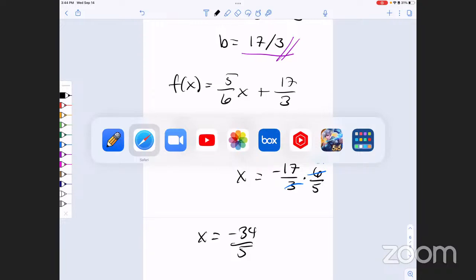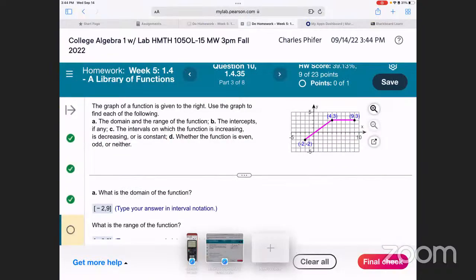Let's see, that looks positive. What am I doing wrong? I think I'm about to get this wrong. I'm like out of time and I'm like asleep.